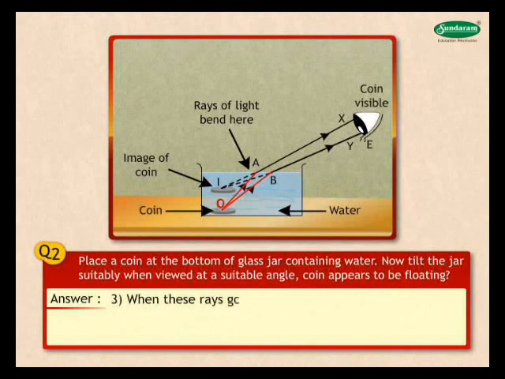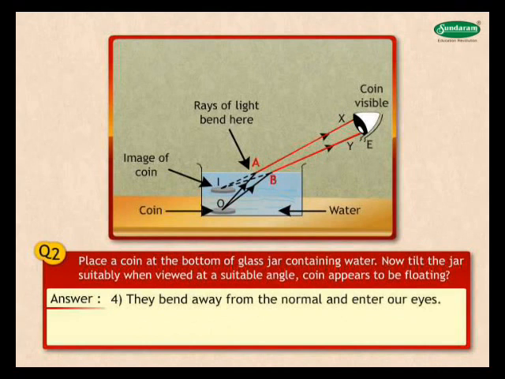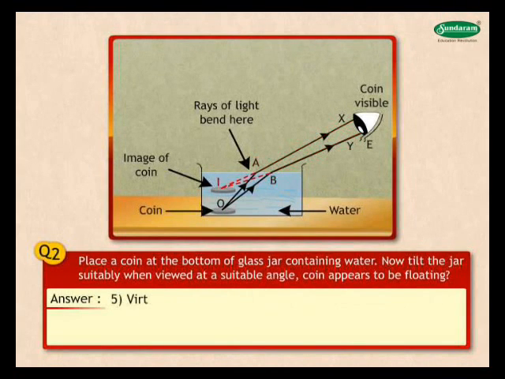3. When these rays go out in the air, they get refracted. 4. They bend away from the normal and enter our eyes. 5. Virtual image of the coin is formed. 6. Thus, the coin appears to be floating.